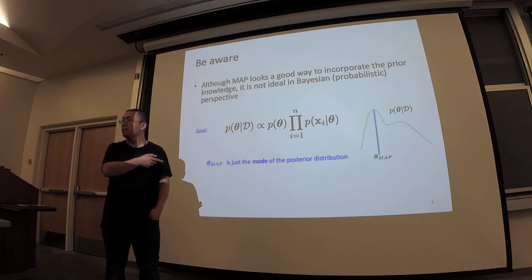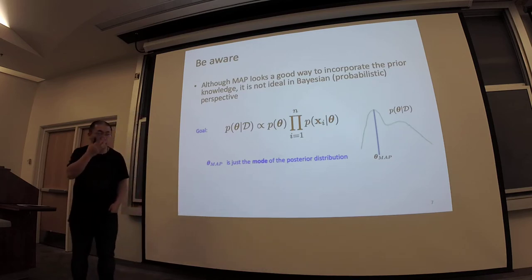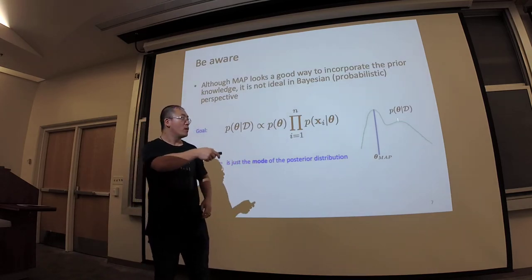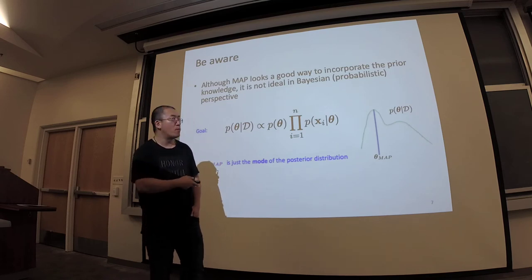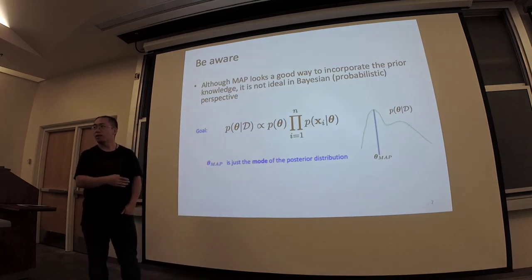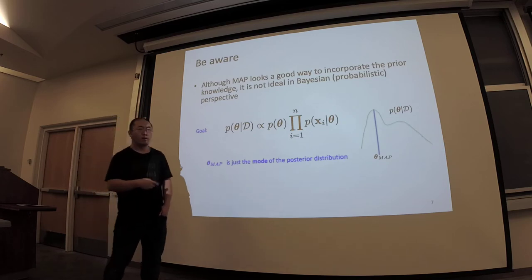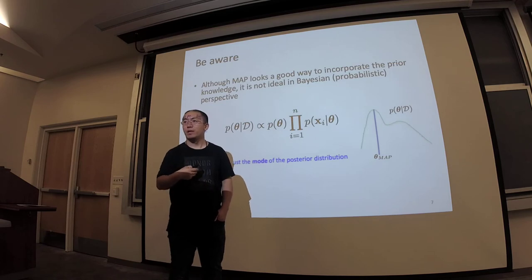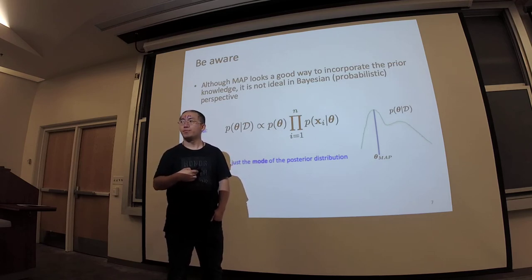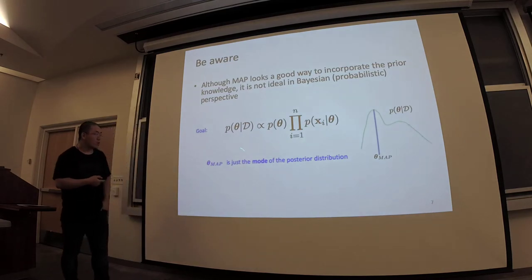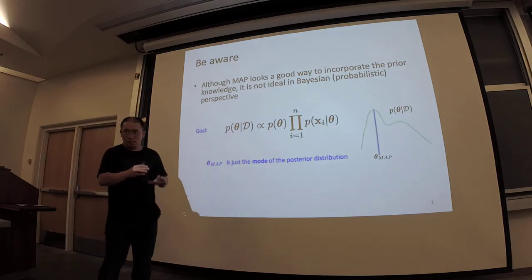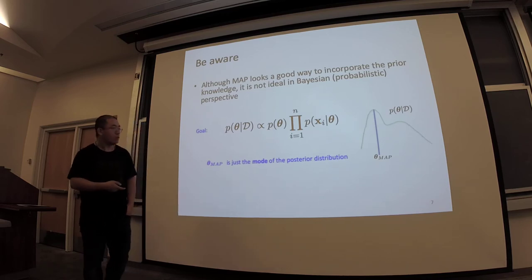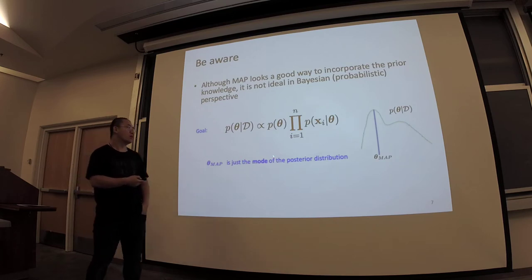Everyone is comfortable? Okay. But be careful, because the posterior distribution could be multimodal. It could have many modes. That means if you do the MAP estimation, usually it's not a convex function. When you do the maximization of a non-convex function, you may end up with different local maxima. That's possible. So just be clear about the connection between the MAP estimation and the posterior distribution. In a nutshell, MAP estimation is just the mode of the posterior distribution.